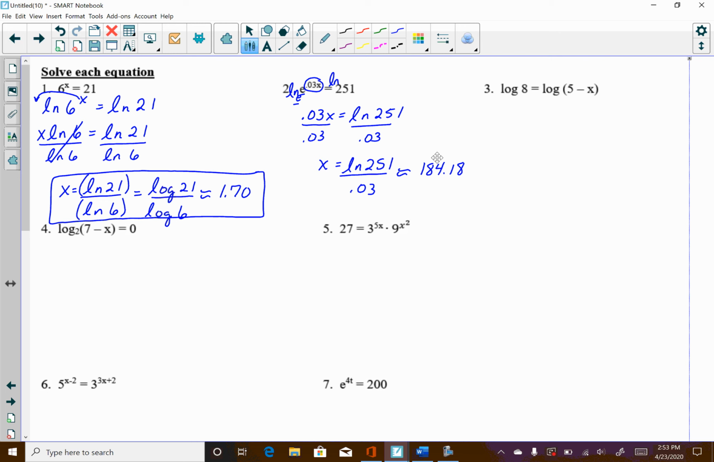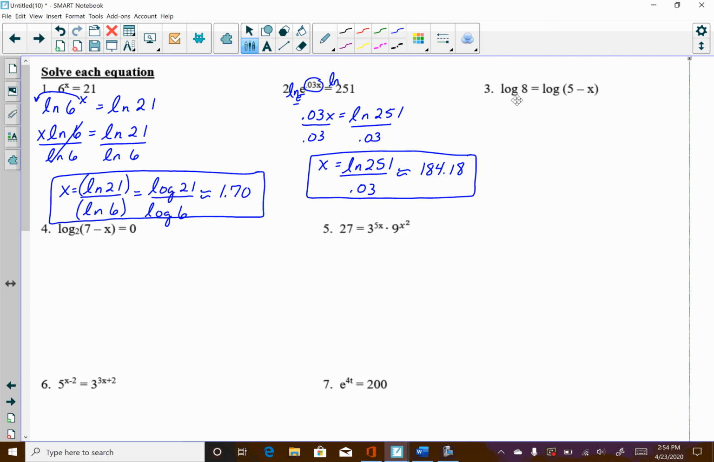Okay, and then you can check yourself by going back up here to the original problem. You can say e raised to the 0.03 times 184.18. You're going to get really close to 251. You won't get it exactly because we have done some rounding, but you should get really close to it. That's a way to check yourself. Okay, we move over to number 3.